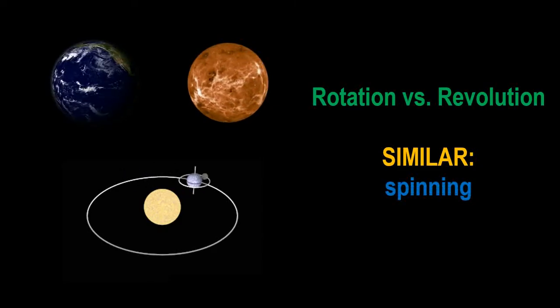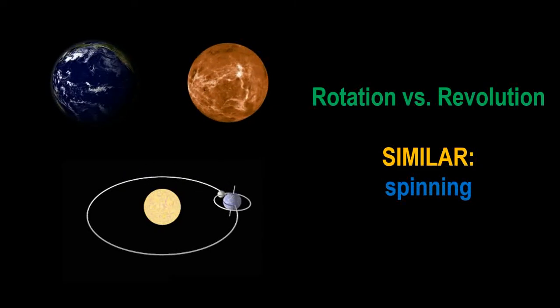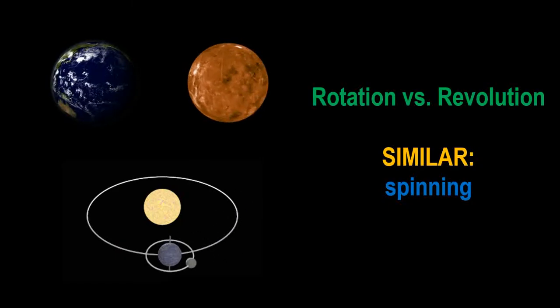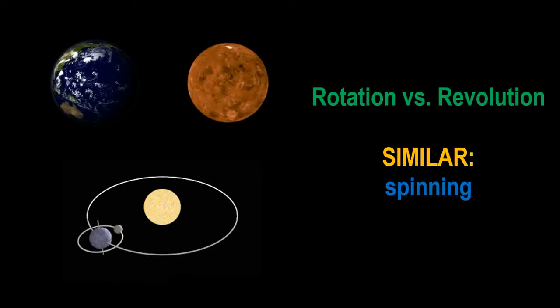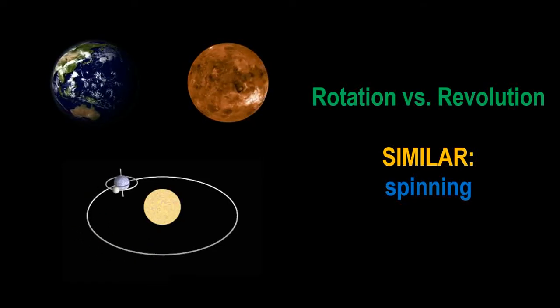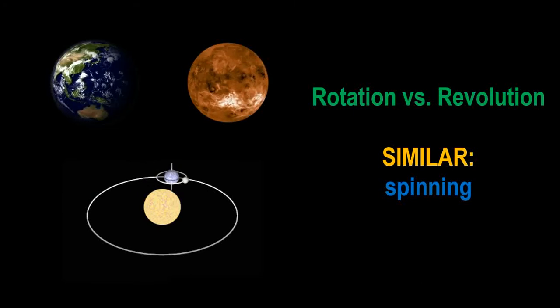So if you look at the top two images, you can see Earth and Venus, and each one is rotating on its own axis. In the bottom image, you can see Earth revolving around the sun and the moon revolving around the Earth.